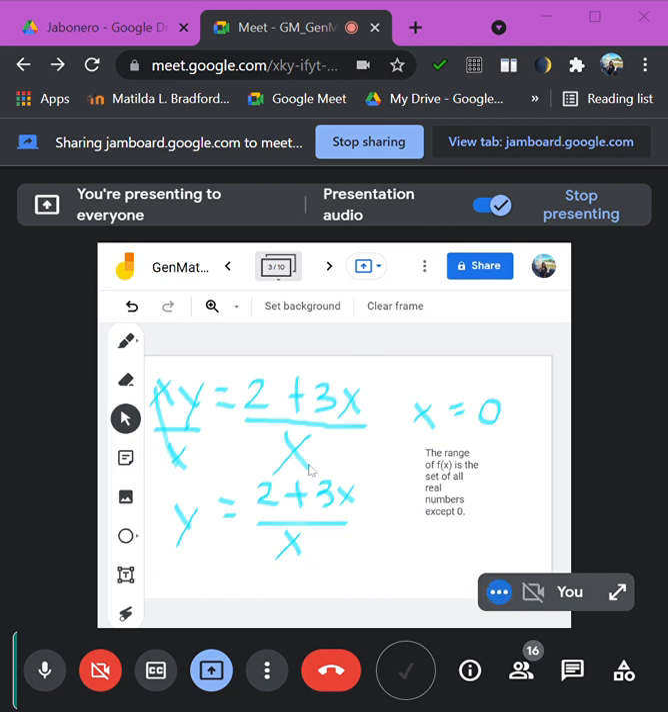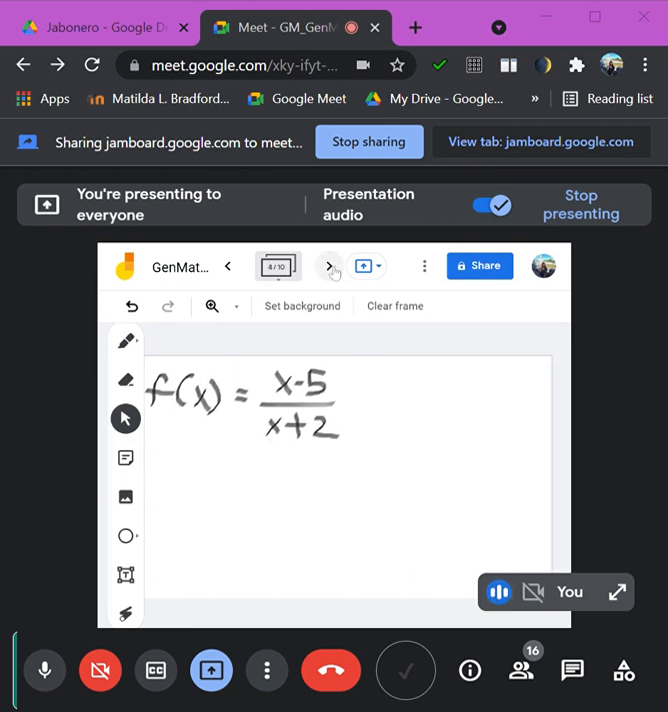Now, let's go to our next example. We have here f of x is equal to x minus 5 over x plus 2. Let's get the domain, class. By just looking at the given, what is the domain? We will use our denominator. So, what is our domain?